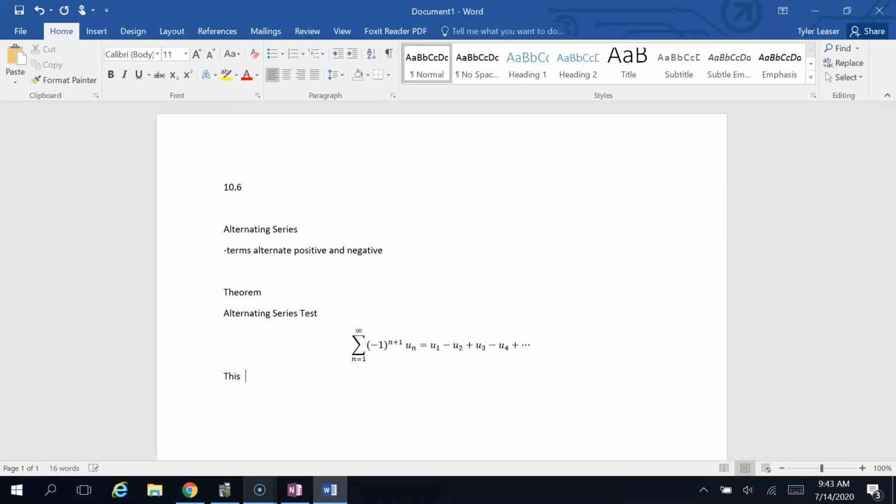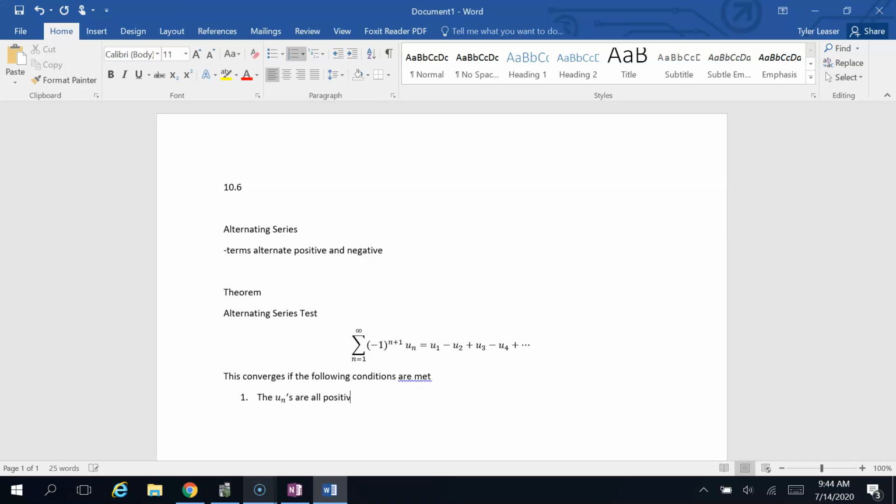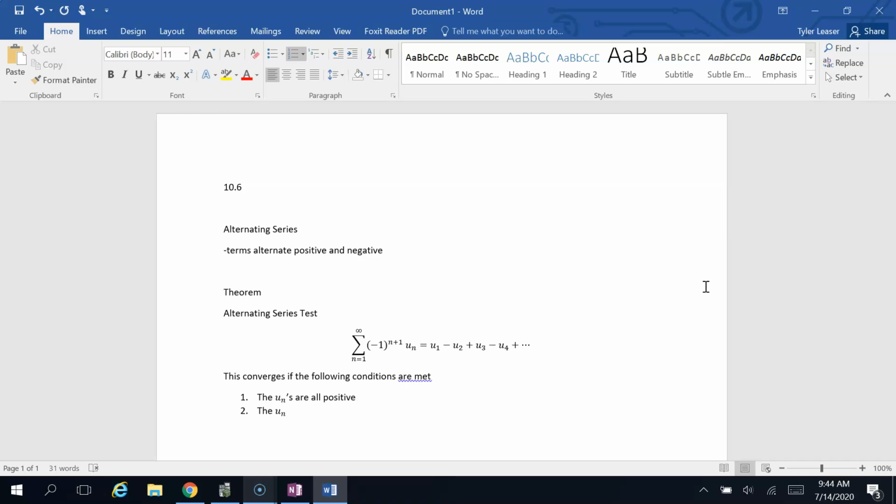So this converges if the following conditions are met, and there's 3 of them. The first thing is that those u sub n's are all positive. The next thing that has to happen, and this is usually the one that's the hardest to show, is that those u sub n's are eventually non-increasing. Remember, non-increasing, it's either staying the same or it's decreasing.